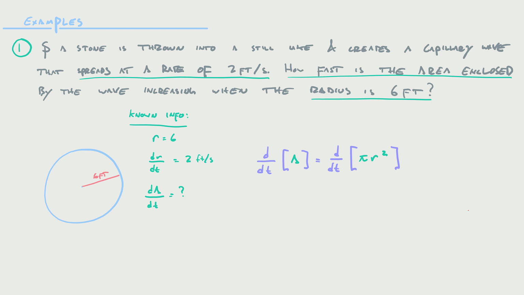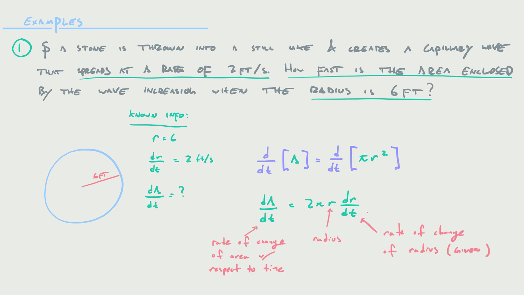So let's do that. I wrote A is equal to pi r squared. I'm differentiating it now with respect to t. So that's going to give us dA/dt, which is the derivative of A. I brought out this pi because it's a constant, so I just need to differentiate r squared with respect to t, which gives me 2 pi r dr/dt. And now our rates are related. We have a rate of change of area with respect to time, we have a radius variable, and we have a rate of change of the radius, which we are given to be 2 feet per second.